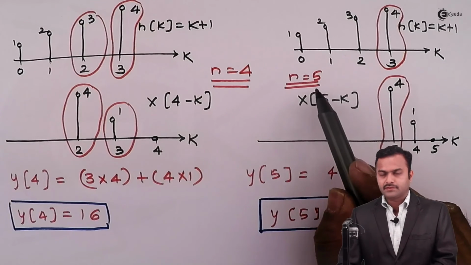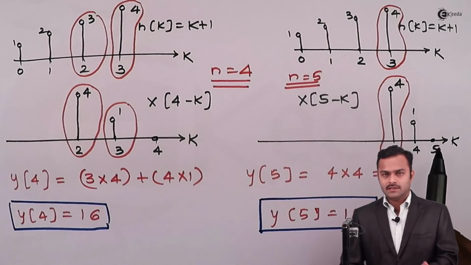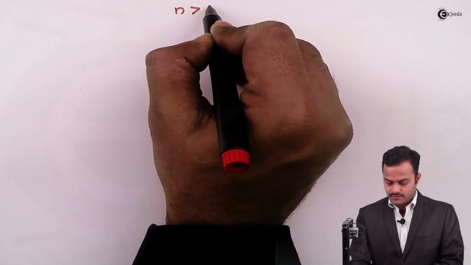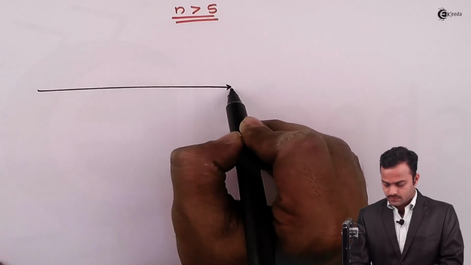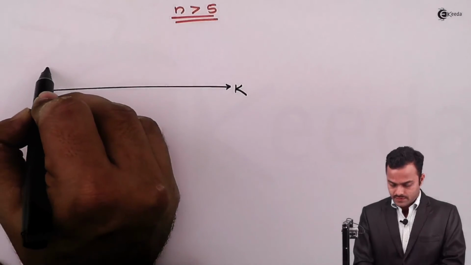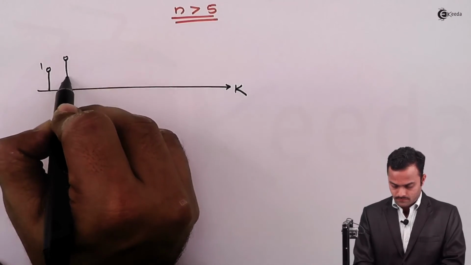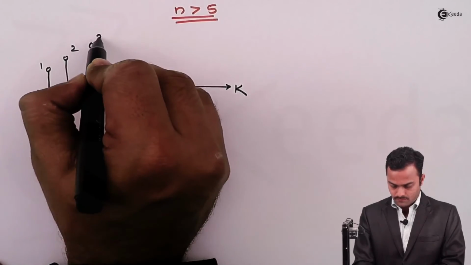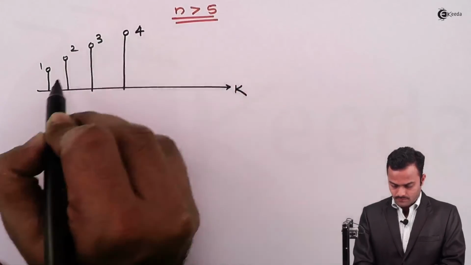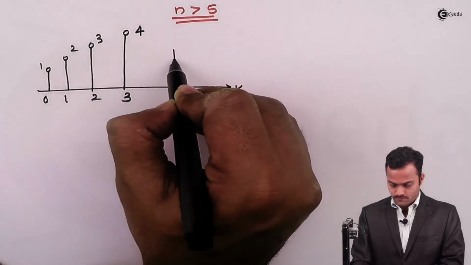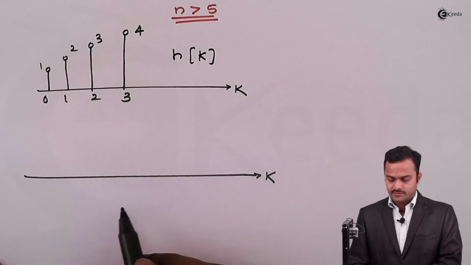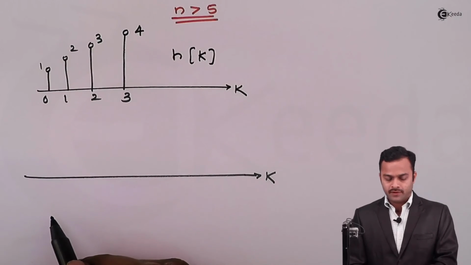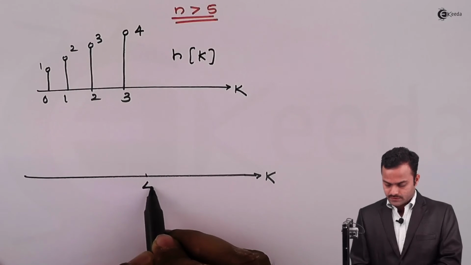Now if I have the shifting more than 5, nothing will be common. Let's take it for 6. So this time what we are doing, we are taking a shifting greater than 5. So let's see how the sequence will look like. H of k will remain same. And this time the signal is shifted by 6, that is more than 5. So it will start from 4. So it will be like this.